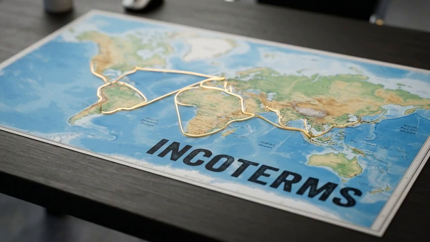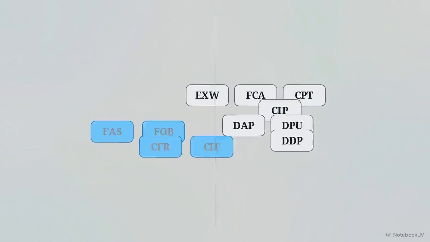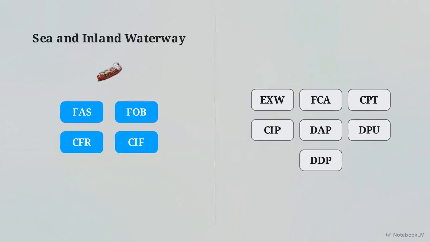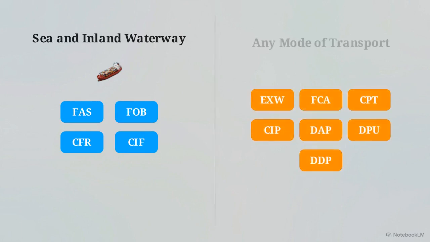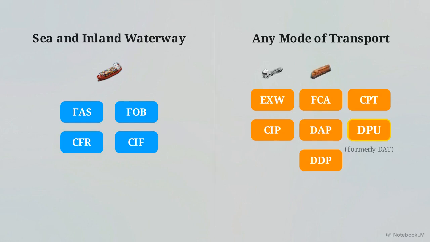The final step in applying Incoterms is matching the rule to the physical reality of the transport. The 11 rules are strictly bifurcated. 4 specific terms, FAS, FOB, CFR, and CIF, are restricted exclusively to sea and inland waterway transport. The remaining 7 rules, including FCA, CPT, and DPU, are designed for any mode of transport, including complex multimodal routes combining trucks, rail, and air.